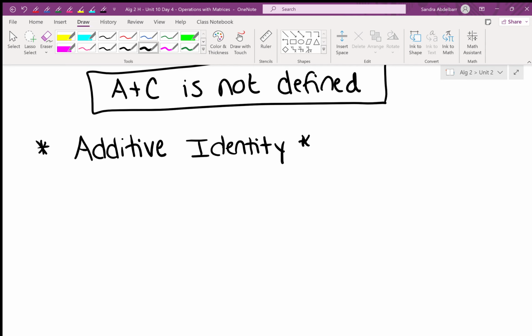So what number is the additive identity? What number, no matter what you add to it, gives you back what you started with? 0. So the additive identity is 0, right? A plus 0 is A. All right, let's talk about the additive identity matrix.